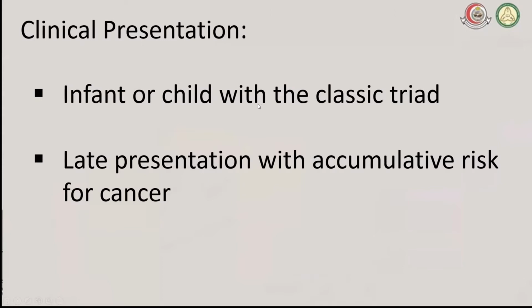As we said, the presentation is early in life, in the first decade, and the classic triad is not always the case. It is only present in 25% of patients. But most pediatric patients present with two of them, either abdominal pain and fever, or abdominal pain and abdominal mass and jaundice, and that is the classical triad. The late presentation is the problem that we are facing. In adults, the worry is about the cumulative risk of cancer.